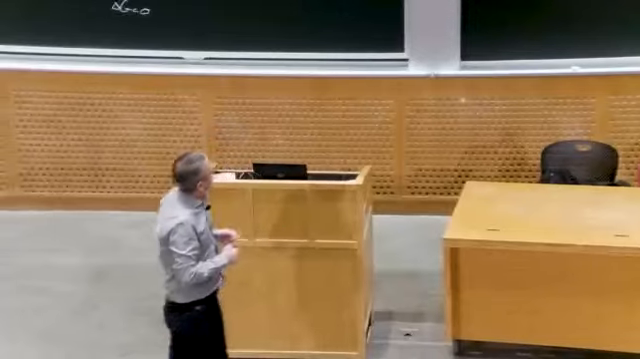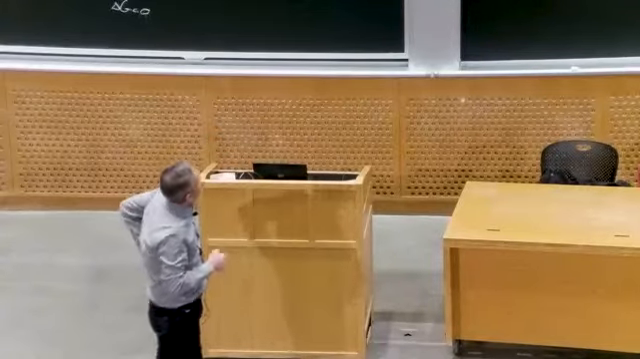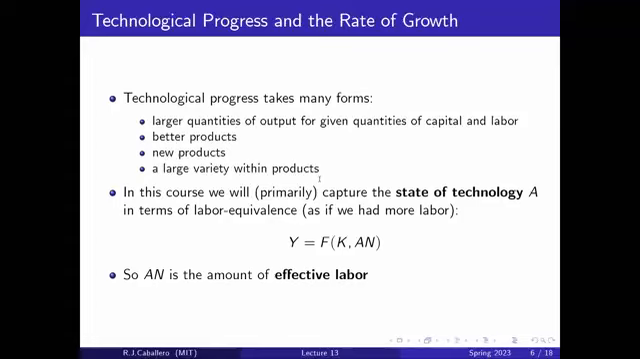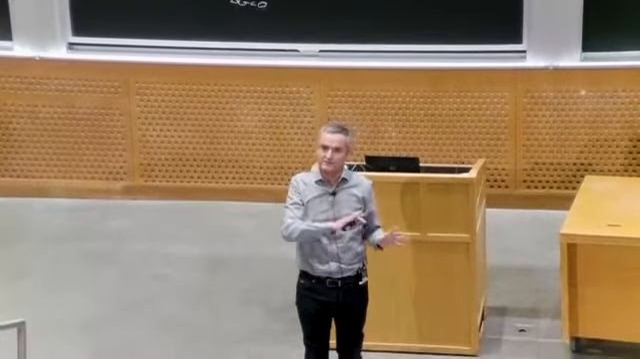Okay, so we're going to capture technology with this variable A, which we're going to model as labor equivalent. That is, if A grows, it's going to count for us as if we had more workers. That's just one way of modeling it. I can do it in many different ways, and many of these are equivalent. But that's a very nice way of modeling, so we can use exactly the same diagrams we had and so on.